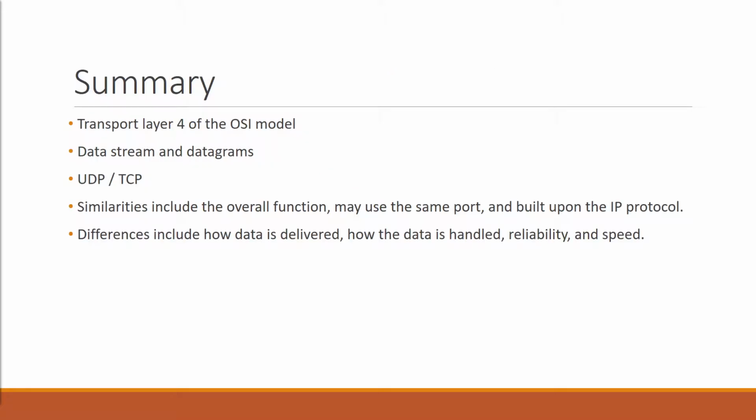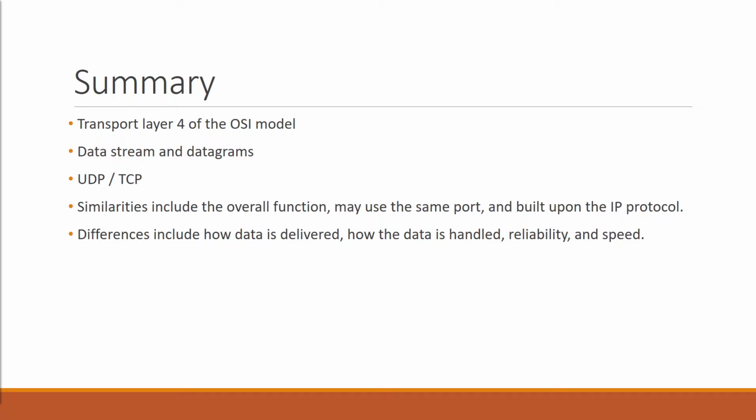So again, today we've worked on layer 4 of the OSI model, the transport layer. This is used with data streams and datagrams. Data streams are going to be sequences of packets, while datagrams are individual packets. We've talked about UDP and TCP. The similarities of the two are the overall function. Remember, these are how packets are generally sent and received. They may use the same port in some circumstances, and they're both built on the IP protocol.